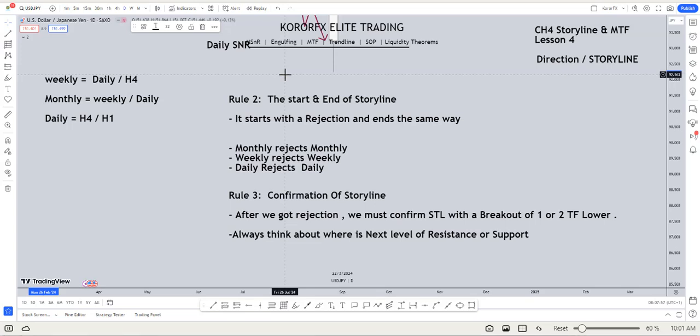After you get the confirmation of the storyline, what is next? The next thing you have to bear in mind is, where is the next level of resistance or support? Because that will be your target. When you get the rejection and confirmation, the storyline is confirmed. But bear in mind, you have to know where the next level of resistance or support is, because you want to exit there, and that will be the opposite side of where the storyline started.